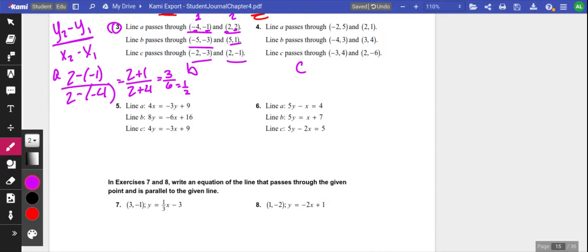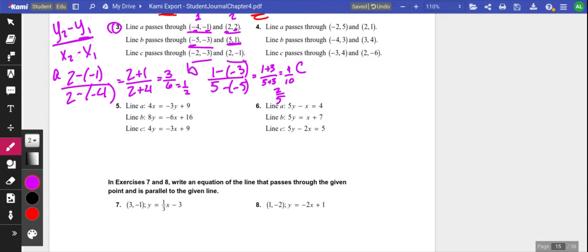All right, so point 2 right here is 5, 1. So, okay, y2 is 1 minus y1, y1 is negative 3, over x2 is 5 minus x1 is negative 5. All right, so that's the same thing as 1 plus 3 over 5 plus 5. Okay, that gets me 4 over 10, which simplifies to 2/5.